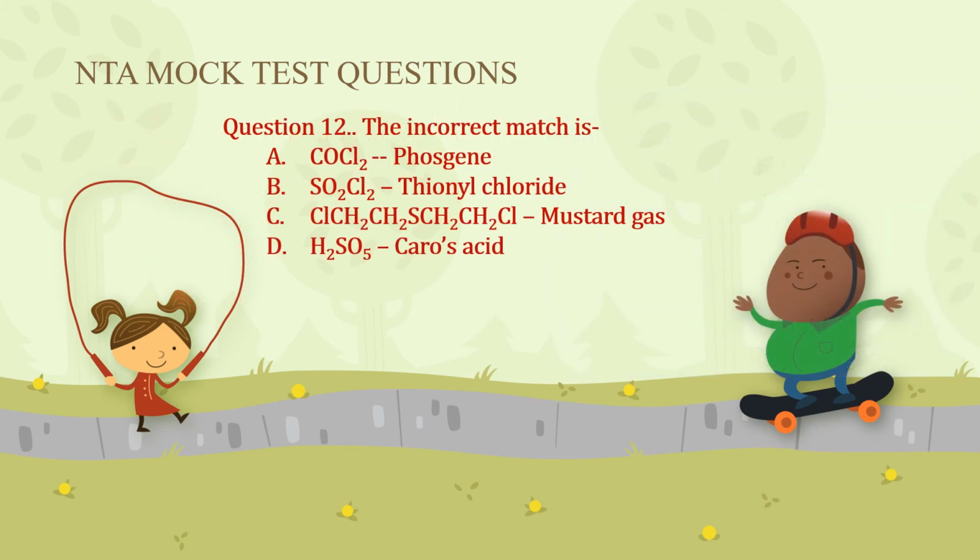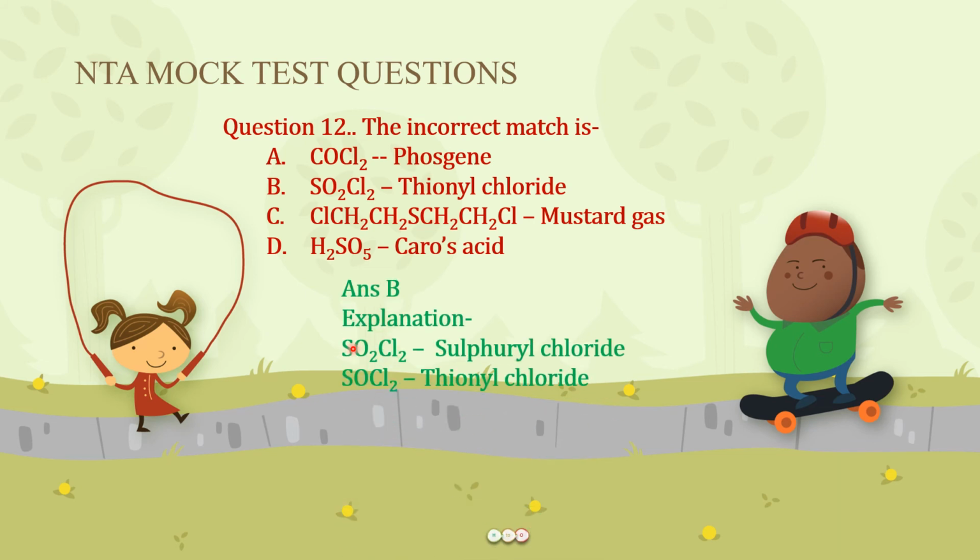Now the next question is: the incorrect match is COCl2 is phosgene, SO2Cl2 is thionyl chloride, ClCH2CH2SCH2CH2Cl is mustard gas, and H2SO5 is Caro's acid. The incorrect formula and compound combination is going to be B choice. SO2Cl2 is called sulfuryl chloride, whereas SOCl2 is thionyl chloride. So do remember this very important difference.